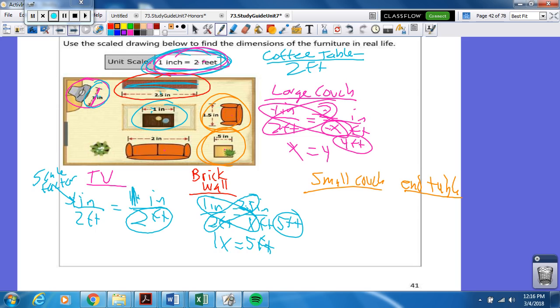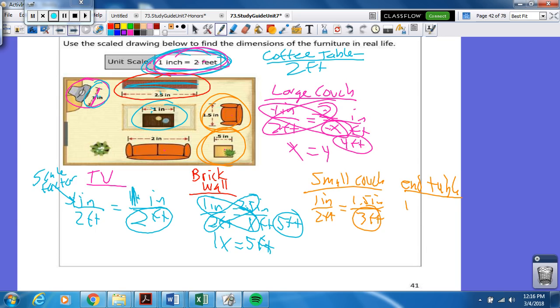All right, let's see. We have 1 inch is 2 feet according to the scale factor. And I have 1.5 inches. How many feet is that? Yeah, 3 feet. Hopefully you got that. If not, raise your hand and ask a question.